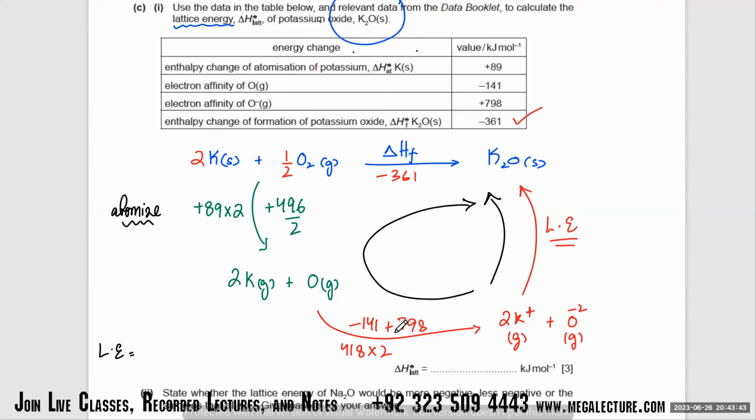So all these signs, they must invert. So it's going to be minus 418, plus 141, all these signs are reverting, minus 798. Then I need to go in the backward direction again at this point, so it's going to be minus 89 times 2 and minus 496 divided by 2, and then I have to go. Okay, this is fine, so that's minus 361.